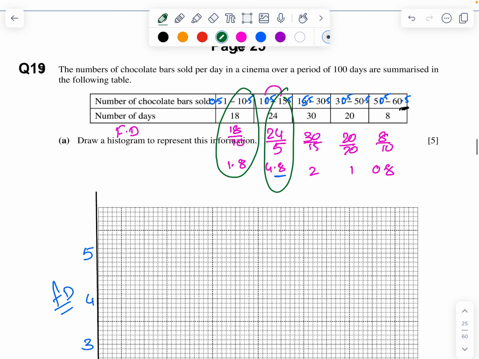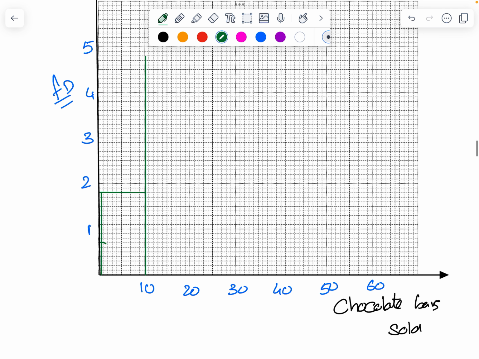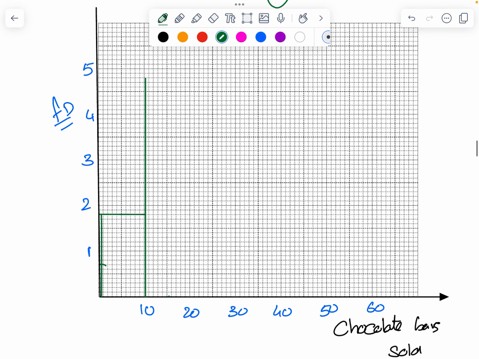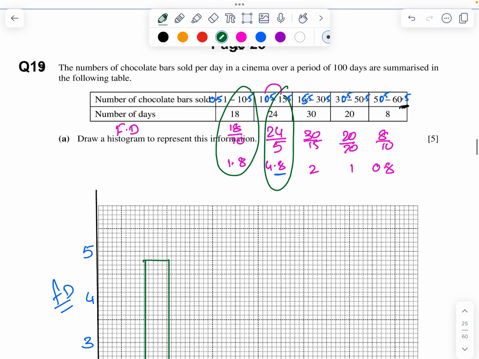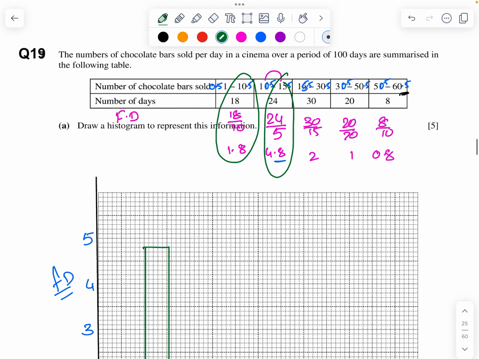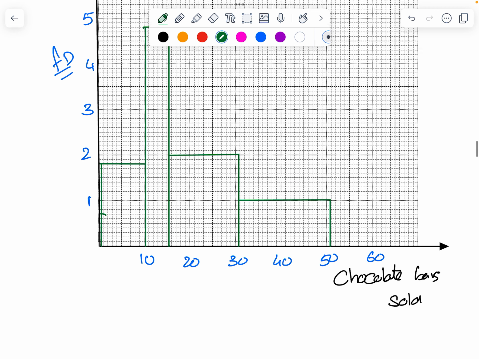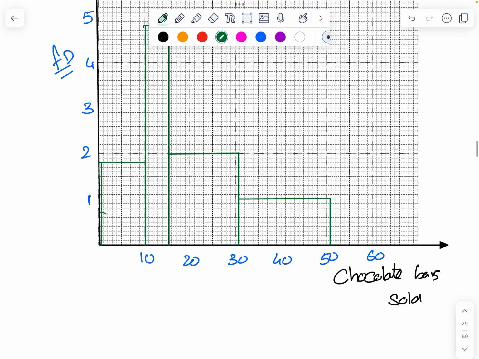Next it is 15.5. It should be 4.8. 4.8 till 15.5. 15.5 is over there and it should be 4.8. Then 30.5 is 2. Then 50.5 is 1. And finally 60.5 is 0.8.